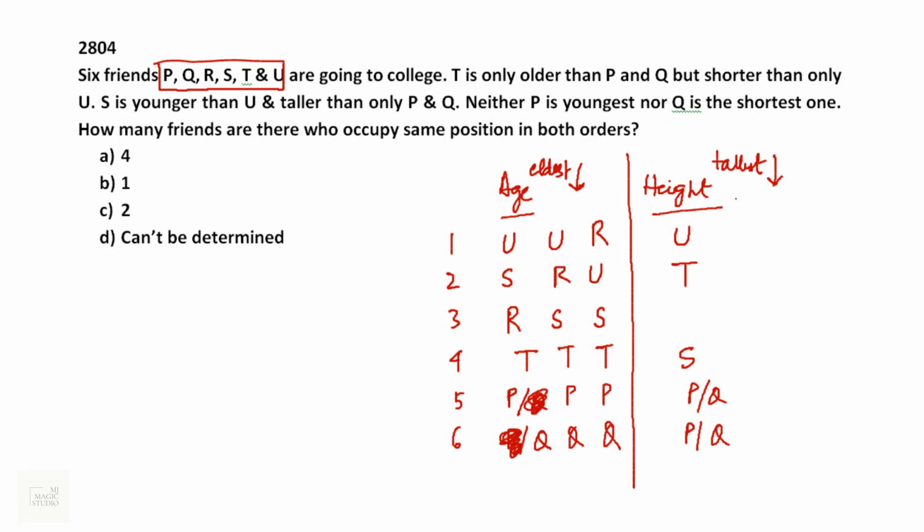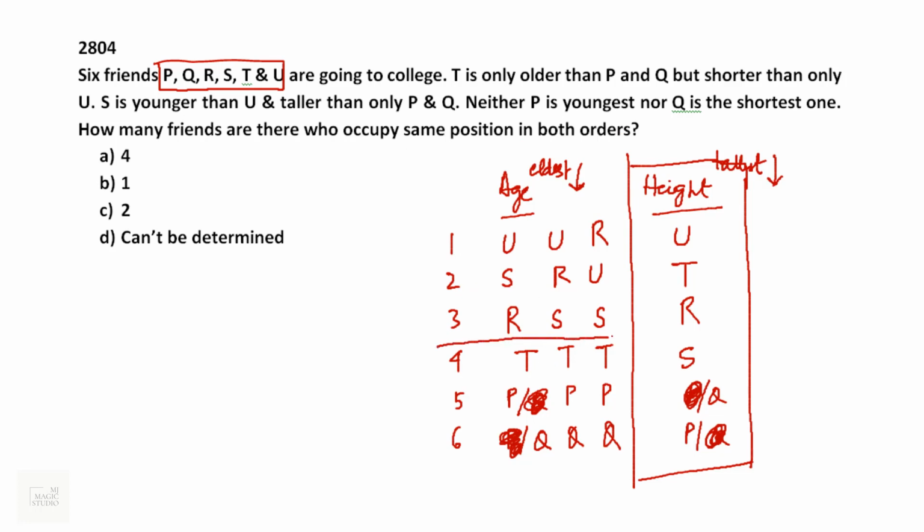Nor is Q the shortest. Q is not the shortest, that means P is the shortest. Here we should have R. As far as height is concerned, we have the perfect data with us. U is the tallest, P is the shortest, and this is the ranking. How many friends are there who occupy the same position in both orders?